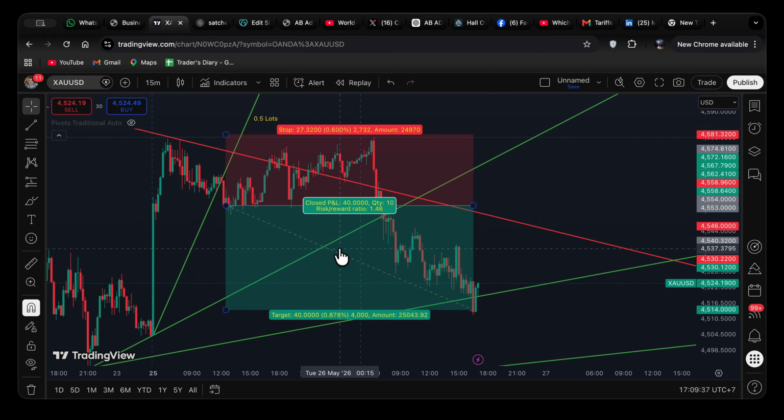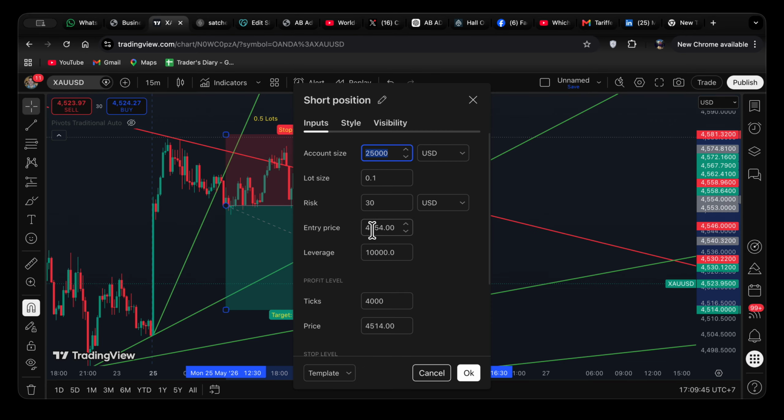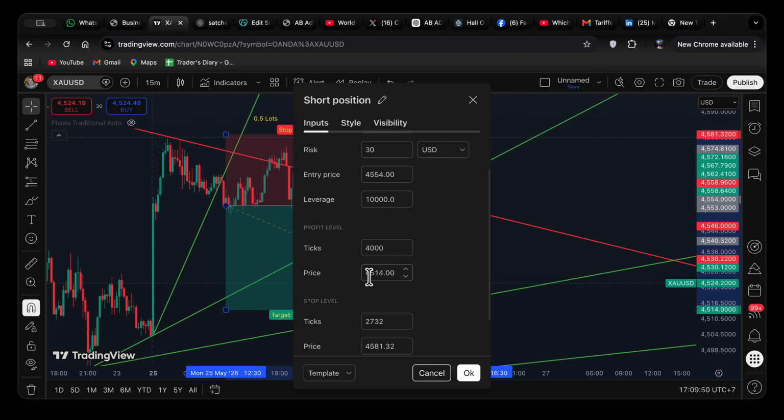And the profit would have been $2,000 because I entered the trade at the entry price of 4,554, and the profit level is 4,514. That's $40. So $40 with one lot is $4,000 profit, because it's $1,000 every 10 USD of price change on gold. So with half lot will be half, so $2,000 profit.